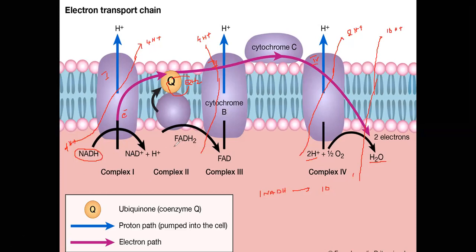When the FADH2 molecule oxidizes, here the succinate is converted to fumarate. In this particular case, from here, as usual, 4 protons, and from here, as usual, 2 protons. So when one FADH2 molecule oxidizes, it will pump 4 plus 2, 6 protons from inside to the outside of the membrane.